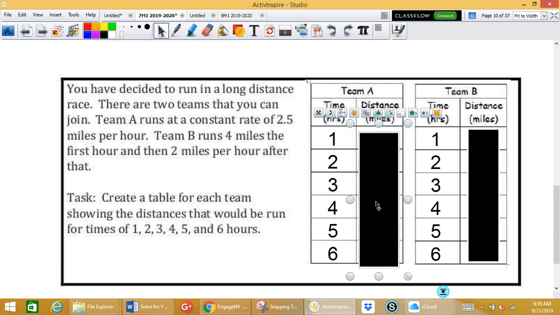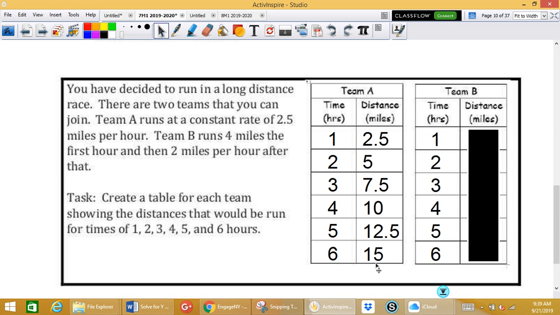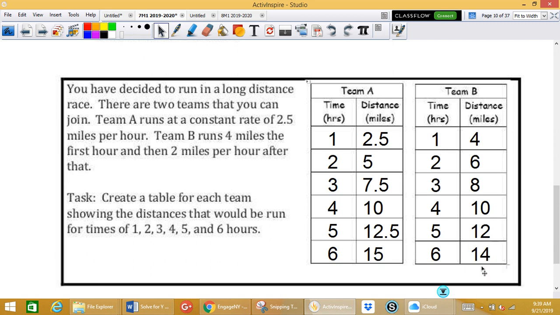So Team A starts out with 2.5 miles, and then adds 2.5 each time. Team B starts out with 4 miles and then they run 2 miles each time. So the important information: constant rate, 2.5 miles per hour; 4 miles the first hour, and then 2 miles per hour after.